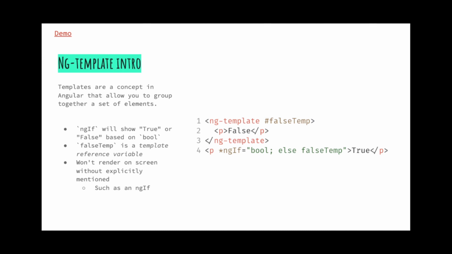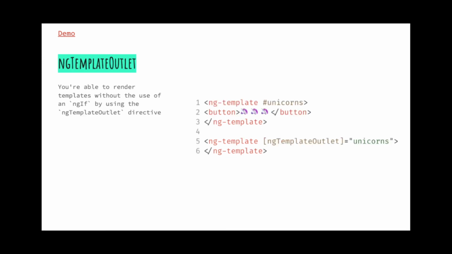Outside of just having ng-if to explicitly declare that we want a template to render, we can also utilize another template and an input called ngTemplateOutlet. Here, in line 1, we're doing the same thing where we're declaring a template and assigning it to a template reference variable called unicorns. Then later, when we're using the ngTemplateOutlet, we're rendering that same reference variable to showcase it on the screen. So that's the explicit render mention.